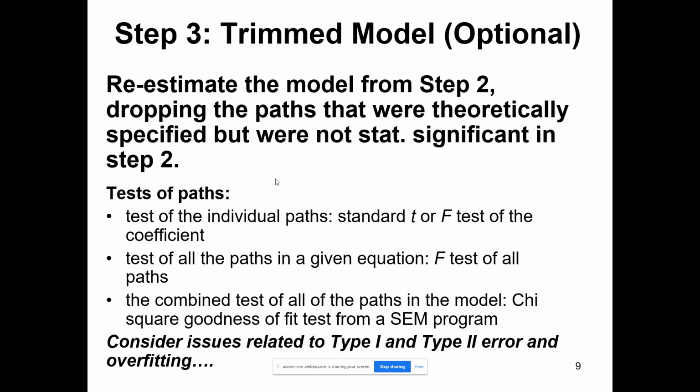So we don't have to just rely on looking at things univariately, one path or parameter at a time, but we can also look at multiple parameters simultaneously and compare the fit of two models where multiple parameters are constrained by using the chi-square difference test. So we're going to talk more about that as we go along today.